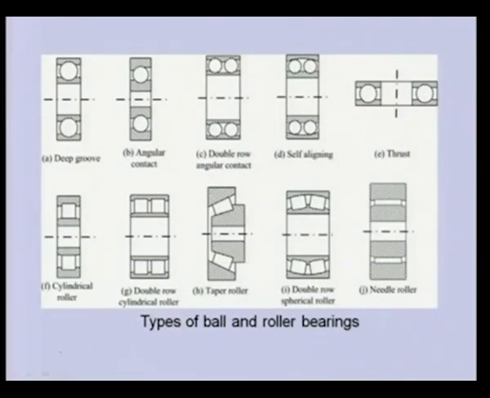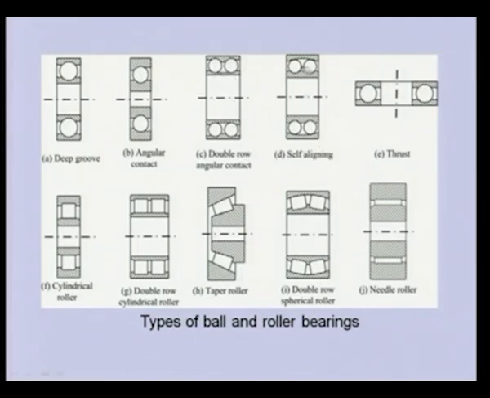Now let us see various kinds of ball and roller bearing types. So this is a deep groove ball bearing. This is an angular contact ball bearing. In this particular case, the angle of contact of the ball bearing is large. We will see what the contact angle is in the subsequent slide. A double row angular contact ball bearing. So two rows are there.